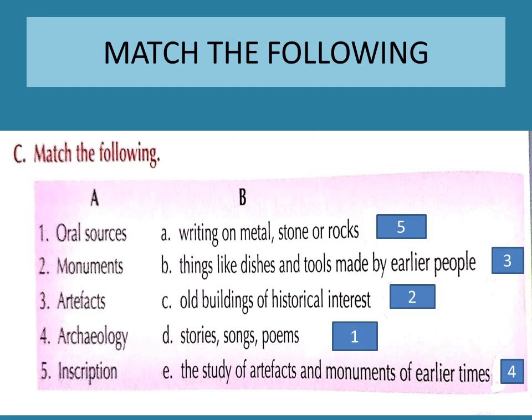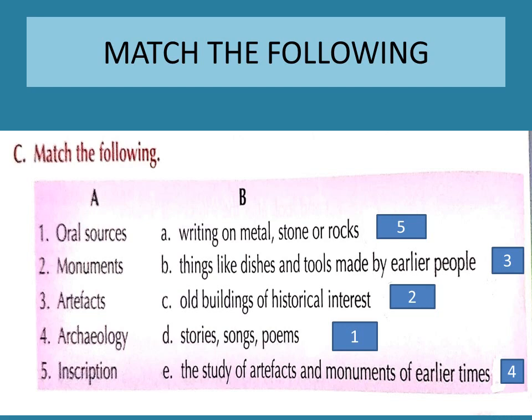Match the following. First one is oral sources. So, which will be the proper match for this? Stories, songs, and poems. Number 2. Monuments. What will be the match for this one? Number C. Old buildings of historical interest. So you will write down 2 beside it. Number 3. Artifacts. This is number B. Things like dishes and tools made by earlier people.